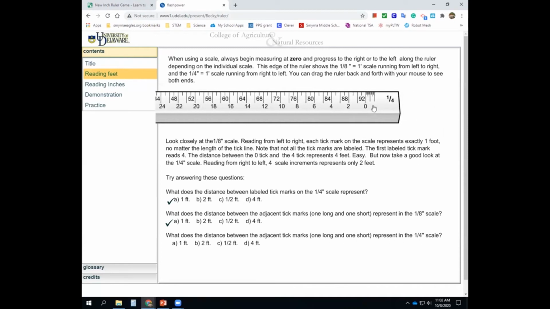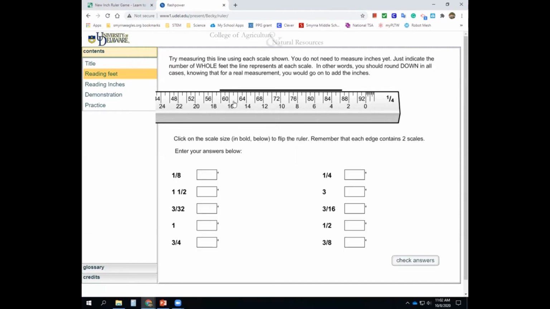So come back over here. This is what I was thinking it was asking the first time. And so from one long to one short, how much is that on this scale? And we know that that's a half. Okay, so try measuring this line using the scale shown.